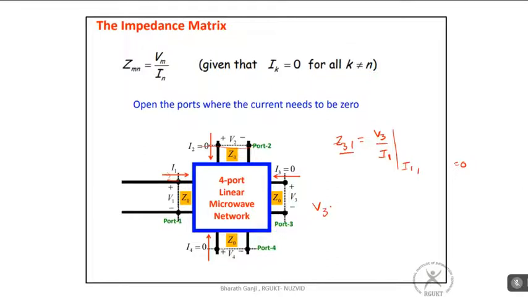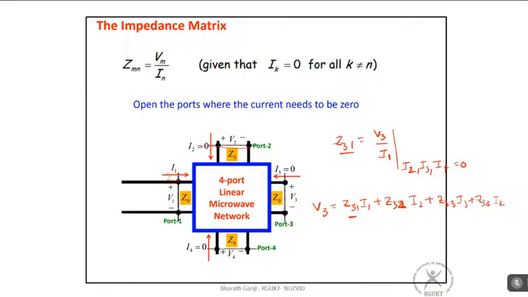So it's like V3 is equal to Z31 times I1, plus Z32 times I2, plus Z33 times I3, plus Z34 times I4. So if you want to find Z31, you basically have to get the ratio of V3 by I1 with all other currents going to 0: I2 equal to 0, I3 equal to 0, and I4 equal to 0. So you basically have to open circuit all the ports.